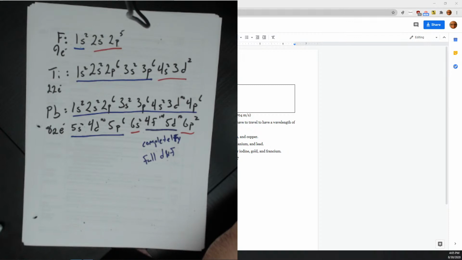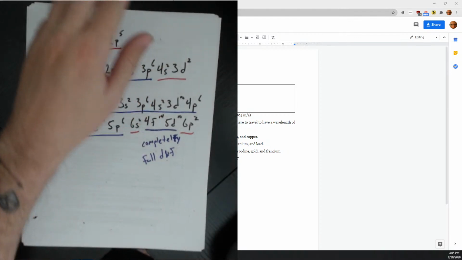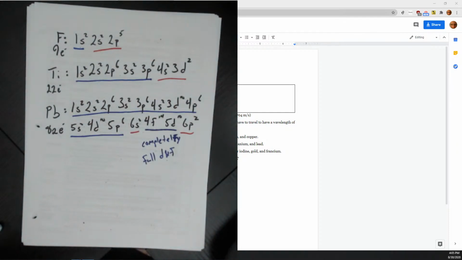Ow, that's my hand. Okay, so fluorine, titanium, and that's the mouse. Don't play down to the stereotype. You're better than that, Sasha. Ow! Don't attack the mouse. Or the mouse pad, for that matter.